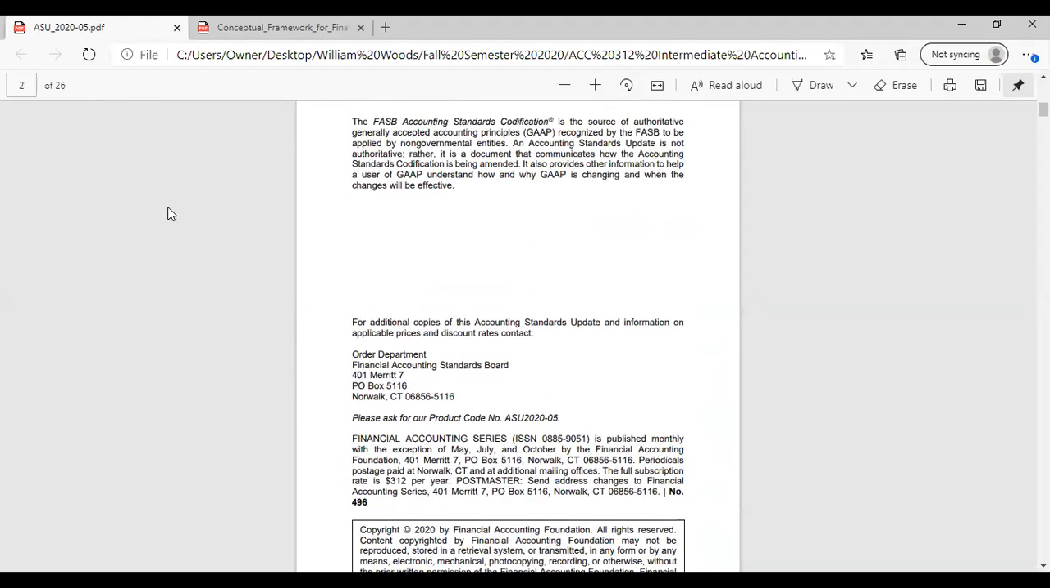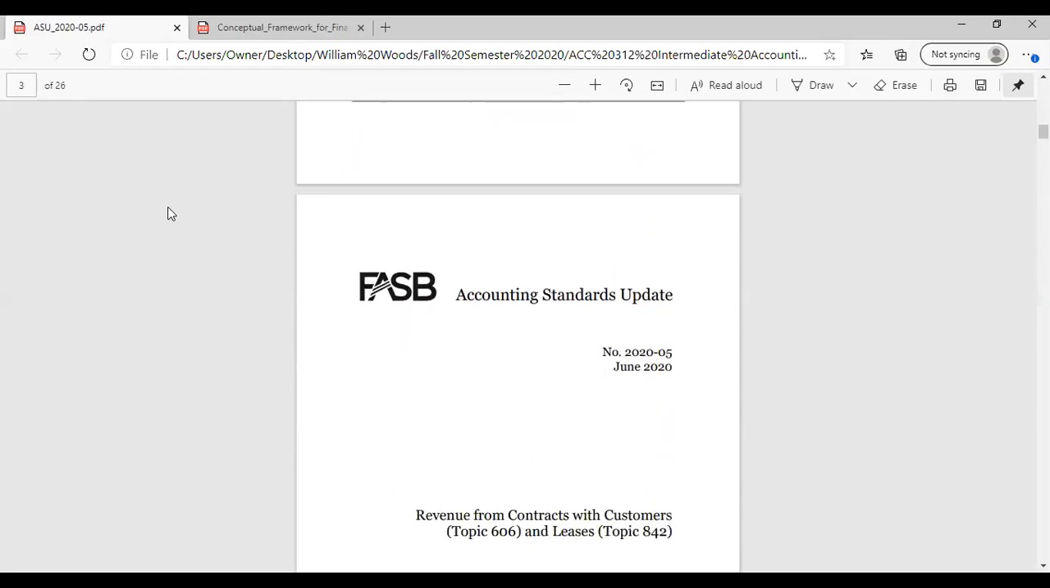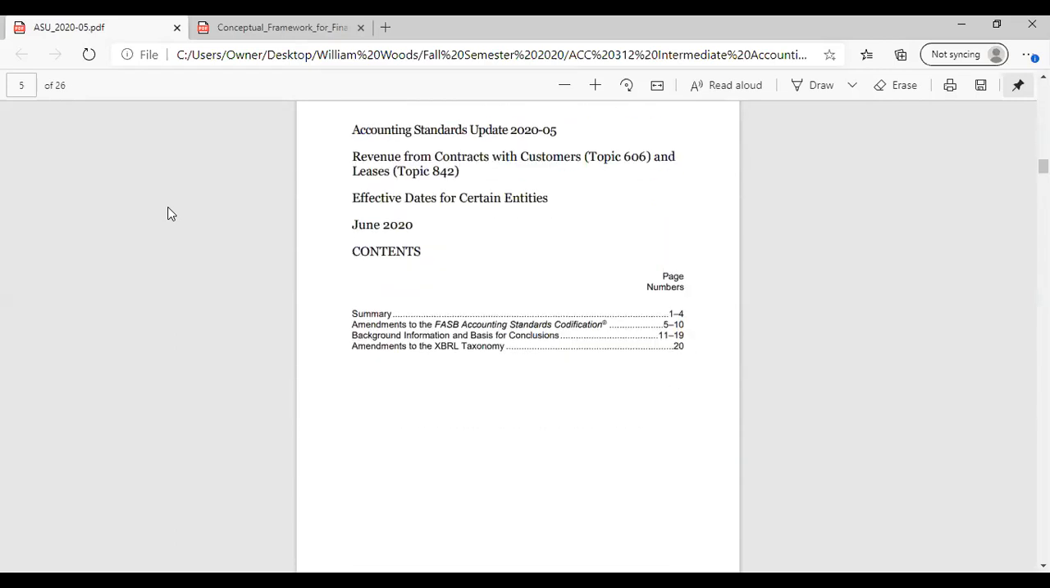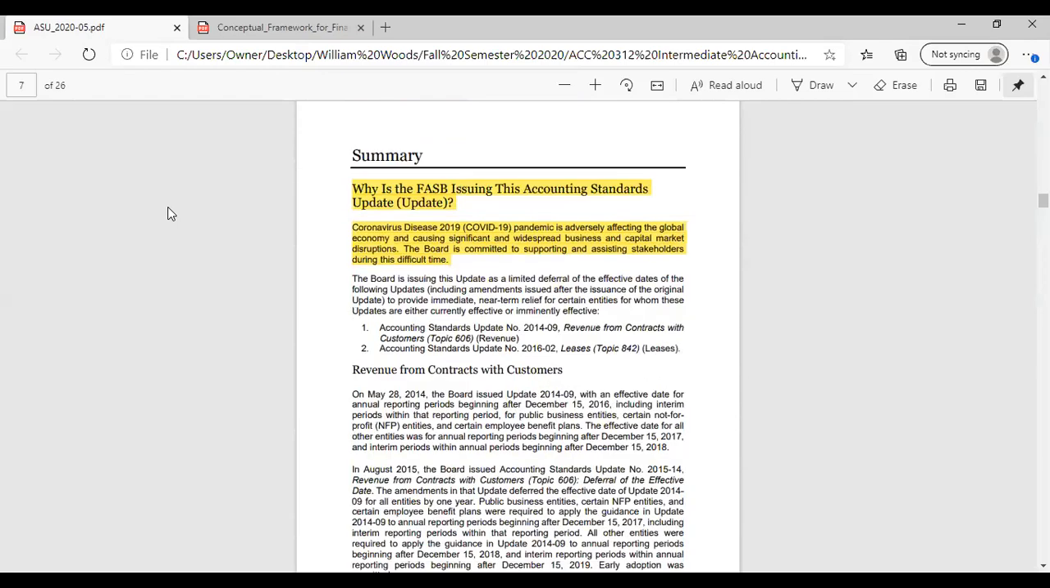We're obviously not going to read through the whole thing together, but I've just highlighted how we look at these things. So the first thing that we're looking for is, what is this for, right? Why is the FASB issuing this accounting standards update? And it says right here, coronavirus disease 2019, COVID-19 pandemic is adversely affecting the global economy and causing significant and widespread business and capital market disruptions. The board is committed to supporting and assisting stakeholders during this difficult time. So we know that it's going to have something to do with our current business environment, right?